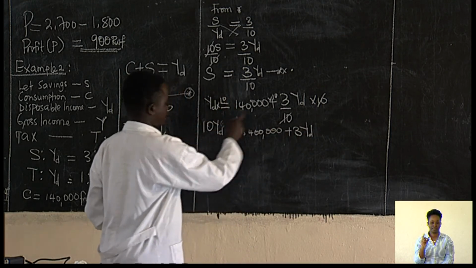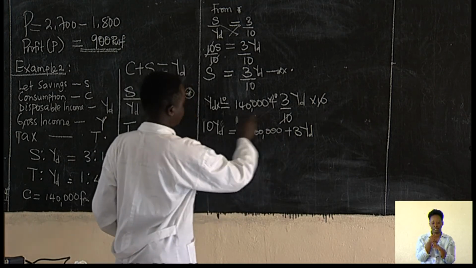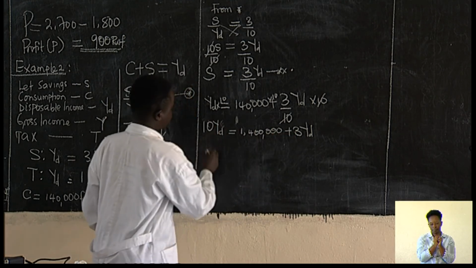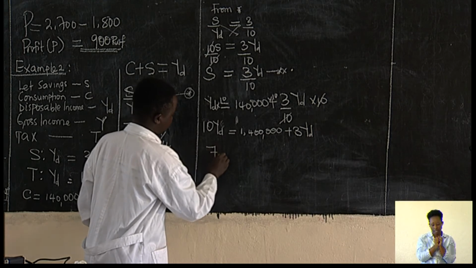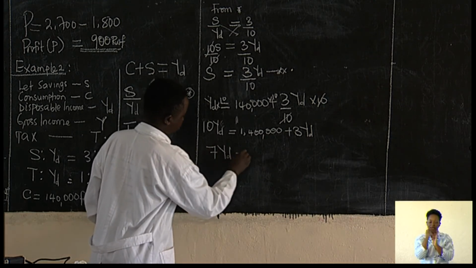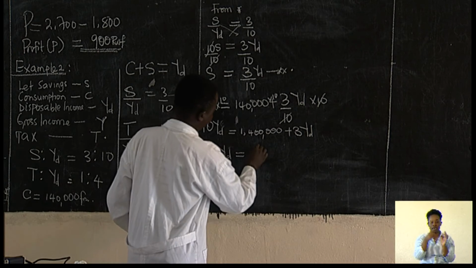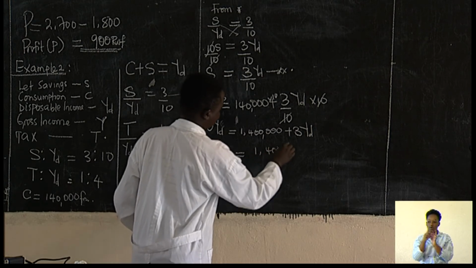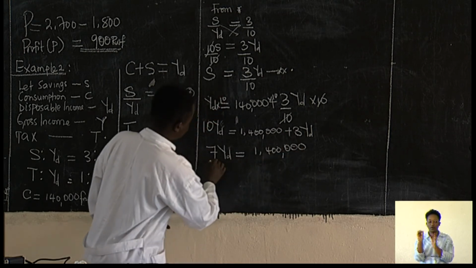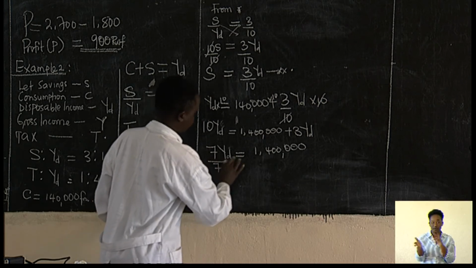Then if you bring this side, you collect like terms, you remain with 7 disposable income, which is equal to 1,400,000. So to get our disposable income, divide by 7.